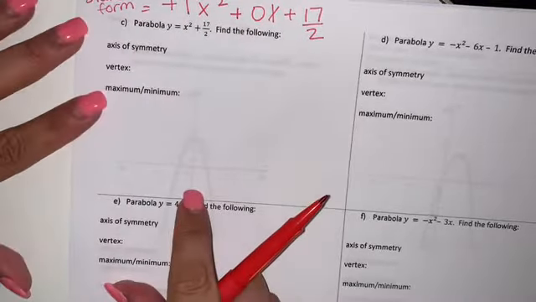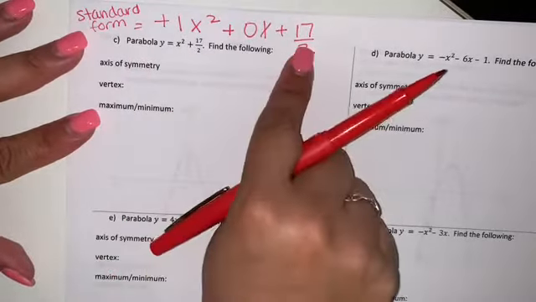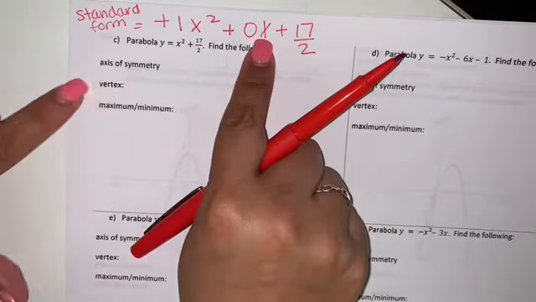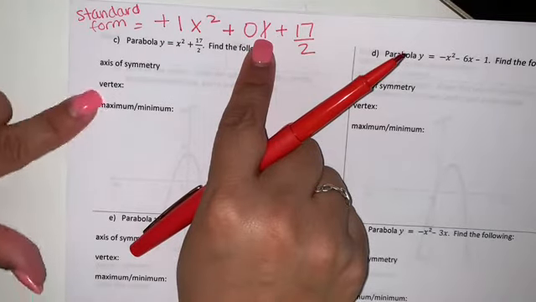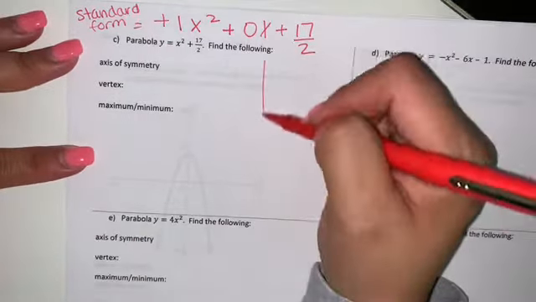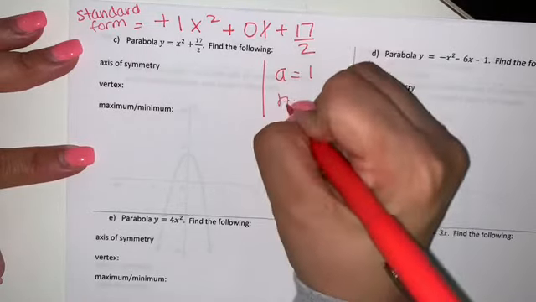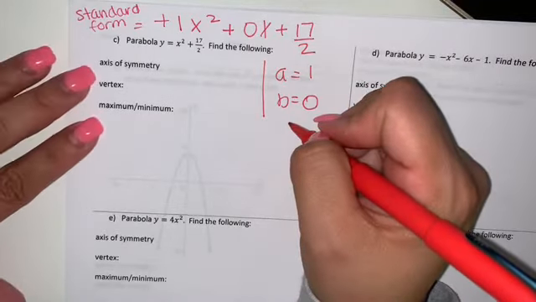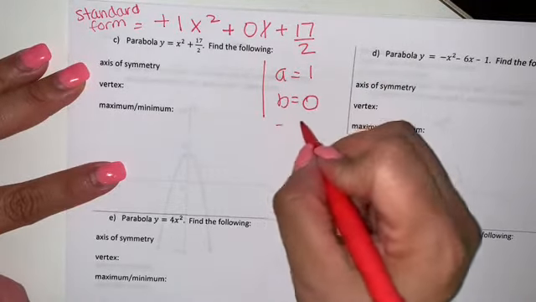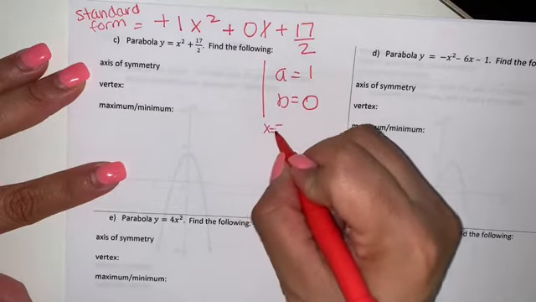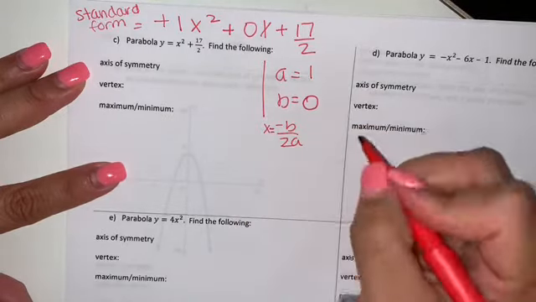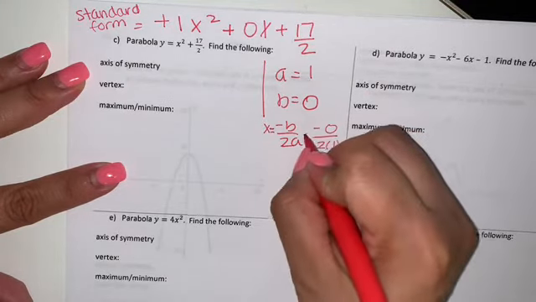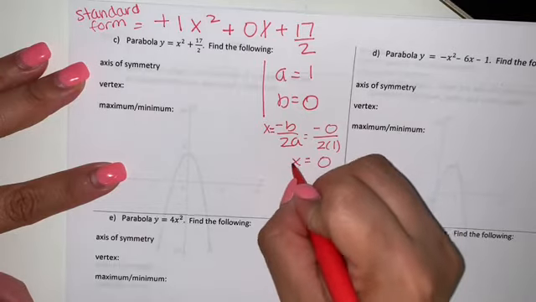So that's kind of what you want to do first. You want to write your equation in standard form. I don't have a middle term, so that's why I put a 0x. And then we're going to solve for axis of symmetry, and then we're going to talk about these other two. So in this case, I know that a equals 1, b equals 0, they're my coefficients. And my axis of symmetry is going to be x equals negative b over 2a. So I'm going to say negative 0 over 2 times 1. And then I'm just going to get x equals 0.